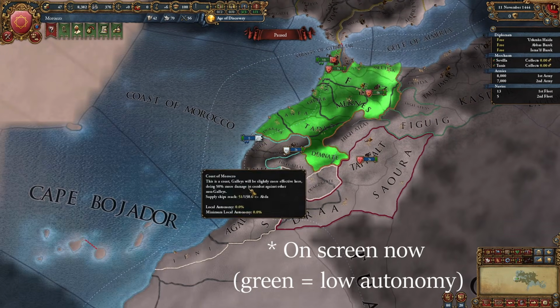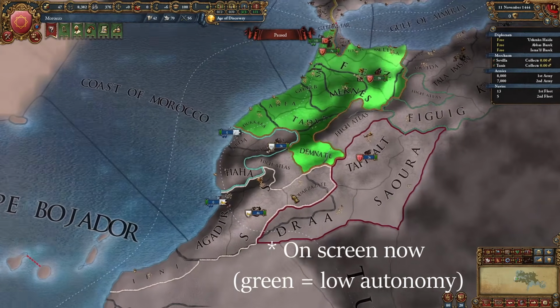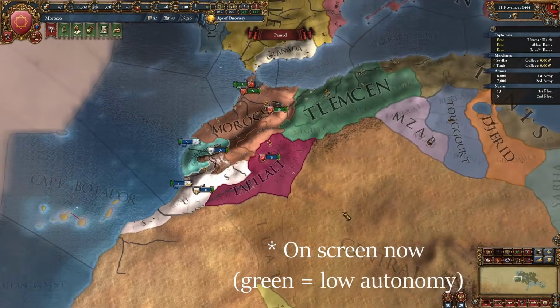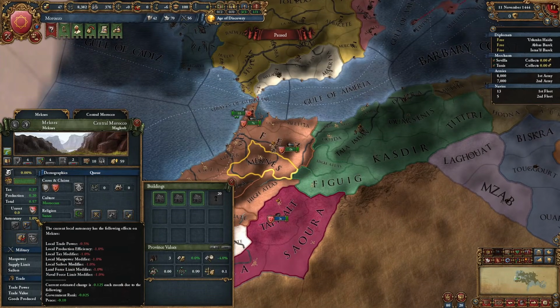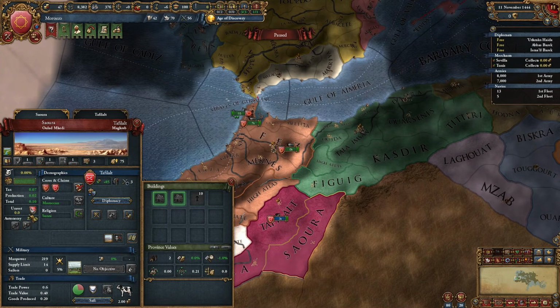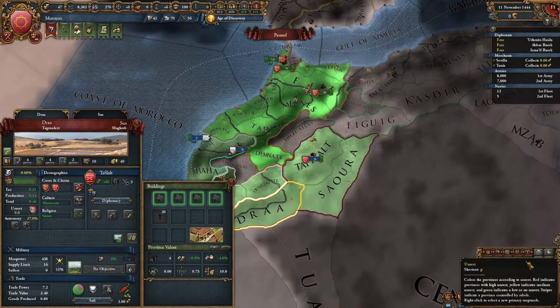The problem is that local autonomy is not representative because the game starts with every Moroccan province at 0%, meaning complete centralization. In the current version of the game, the Moroccan territory is subdivided into Morocco and 3 vassal kingdoms, Tafilalt, Sousse, and Marrakech, I guess to represent the sort of indirect control the Moroccan kingdom had over these territories.